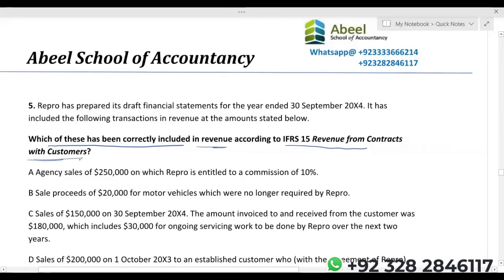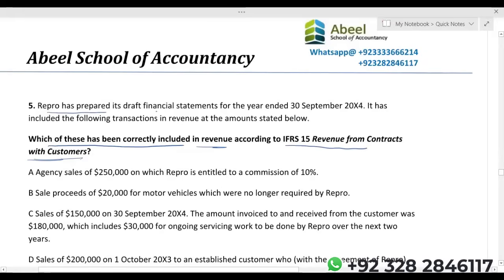If you just recall, IFRS 15 actually gives us a 5 steps model. First, you need to identify the contract, then identify the performance obligations, then you need to check how many performance obligations are there, then the transaction price, then we allocate the transaction price on the basis of separate performance obligations, and then at the end, in step number 5, we actually recognize the revenue.